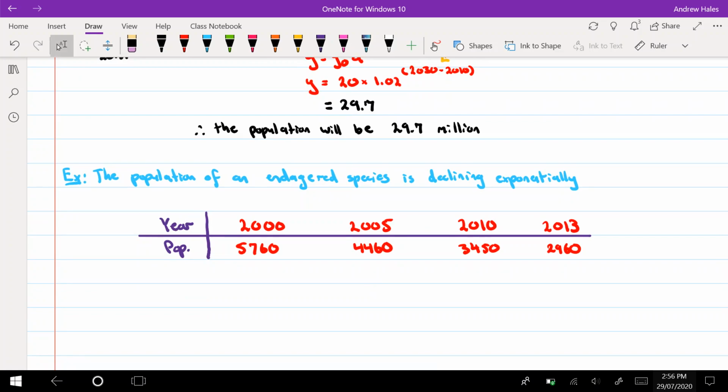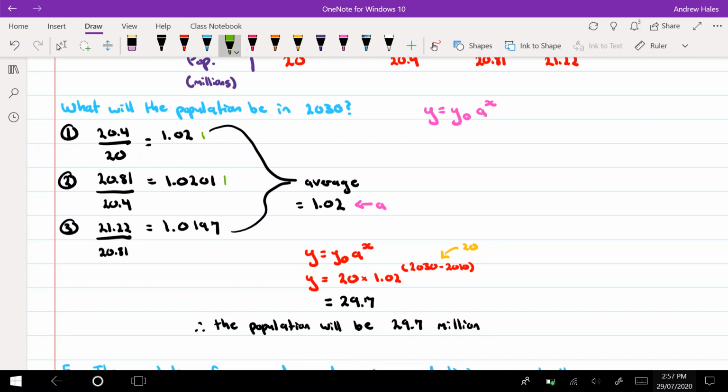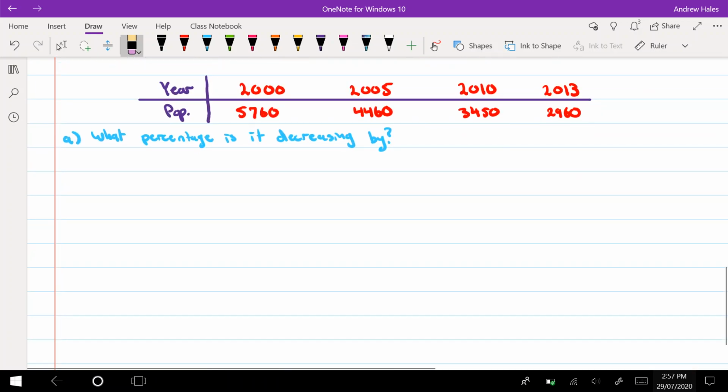So for the first part of this question, I want to know what percentage is the population decreasing by? What percentage is it decreasing by? Well, that's kind of the same thing that we had to do before. So here, we were trying to find the ratio for every time. So it's going up essentially by 2% each time. Now we're trying to figure out how much smaller is it going to get. Well, how do we figure that one out?